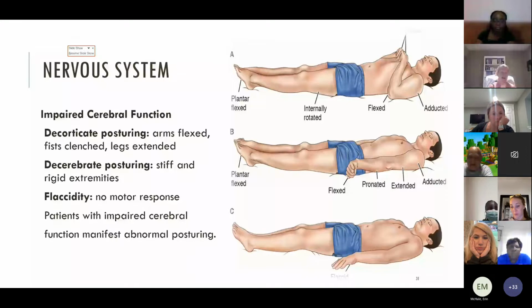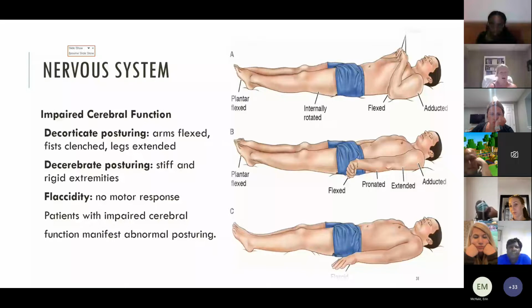With the decerebrate posturing, they are also going to be very rigid, but their arms are going to be straight out. They're not going to be curled in, and they're going to be very, very stiff. The decerebrate posturing is much more serious, and it indicates a higher level of some type of damage to the nervous system when you see that type of posturing when compared to the decorticate posturing.